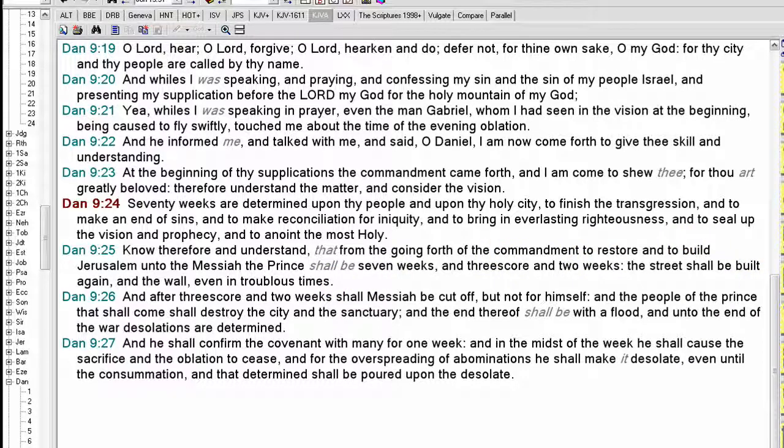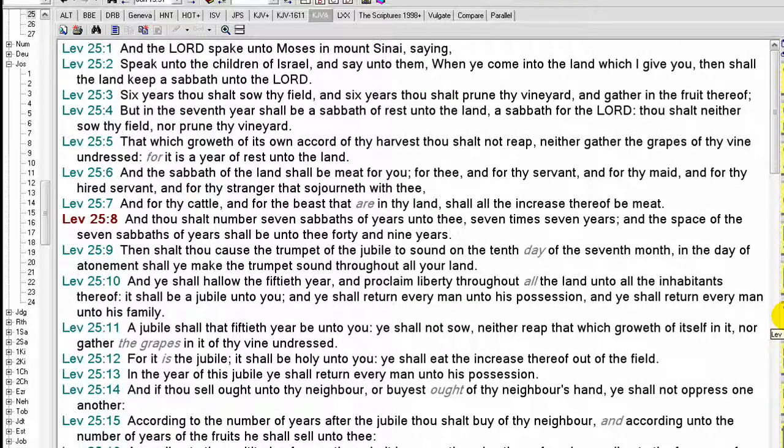All right, but let's get further. Let's get more proof. You know, we have to prove this beyond a shadow of a doubt. Notice Leviticus 25 verse 8. "And thou shalt number 7 Sabbaths of years unto thee, 7 times 7 years, and the space of the 7 Sabbaths of years shall be unto thee 49 years." Now this is the law of the Jubilee. But you can see that it speaks of it as Sabbaths. It says 7 Sabbaths.